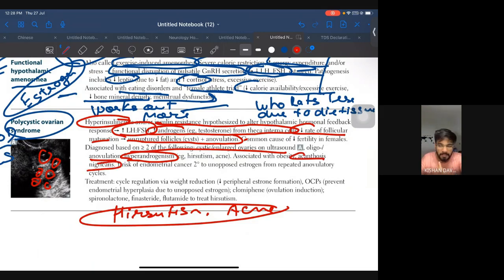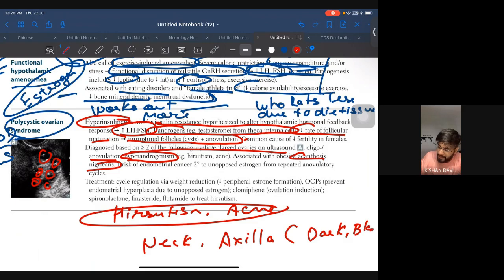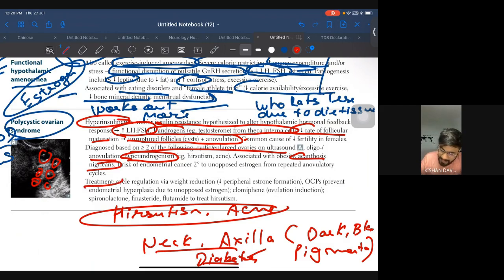How does acanthosis nigricans present? In the neck or in the axilla, there will be dark black pigmentation. Dark black, the whole neck will be black, the whole axilla will be black. It is even seen in diabetes. As you can see in PCOS, there is insulin resistance, so obviously diabetes will be there. Sorry, I said it wrong. Here there will not be diabetes, here there is hyperinsulinemia. But this condition is seen in diabetes also. What else is important is treatment, they have asked.